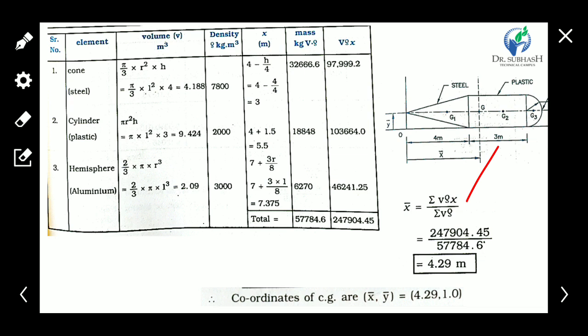Directly, summation of mass into x. Here mass is there and it is multiplied with x, so summation of m into x upon summation of m. So this value upon this value, we get the value of x bar, and y bar we have directly got because it's symmetrical about the horizontal axis. Clear that? This way we can calculate the center of gravity for a solid object.